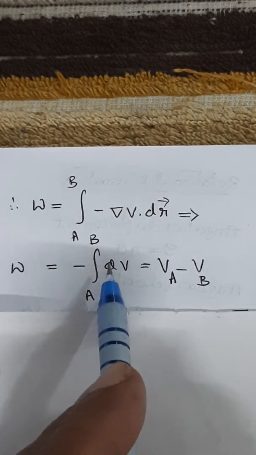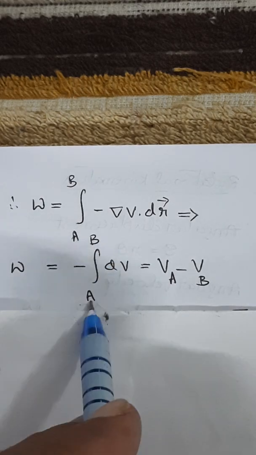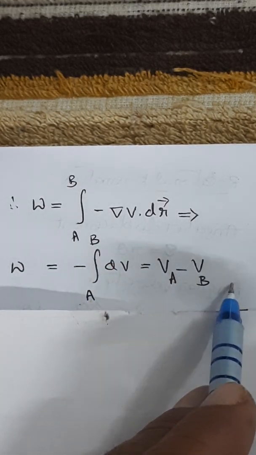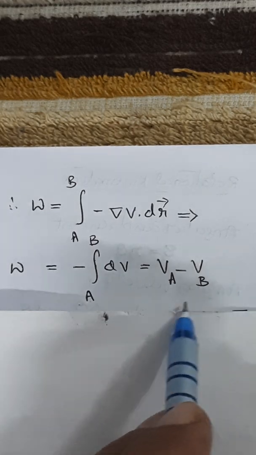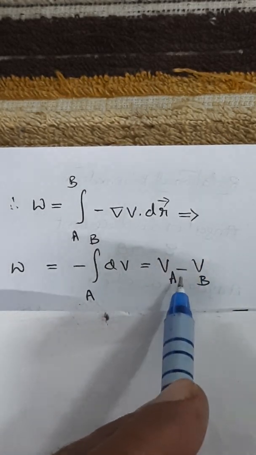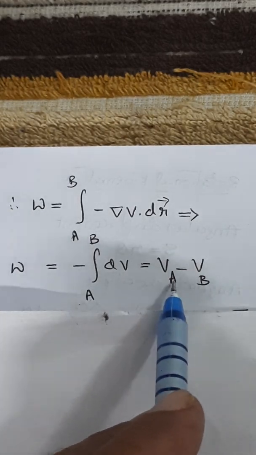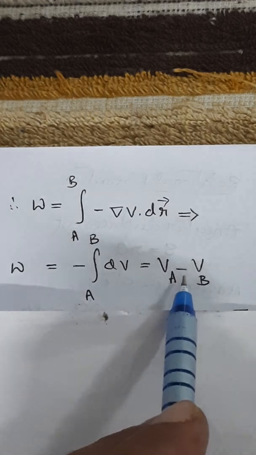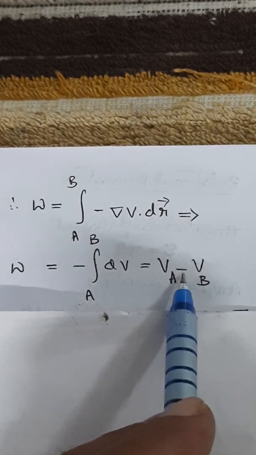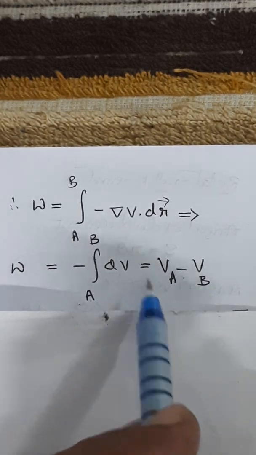Integral dV means V. As a definite integral between the limits a to b, if you substitute, you will arrive at VA minus VB. That means it is a potential difference if V is a potential function. So any work that is done can depend only on the value of the potential function V at the initial and final positions, but it is independent of the path joining the two.